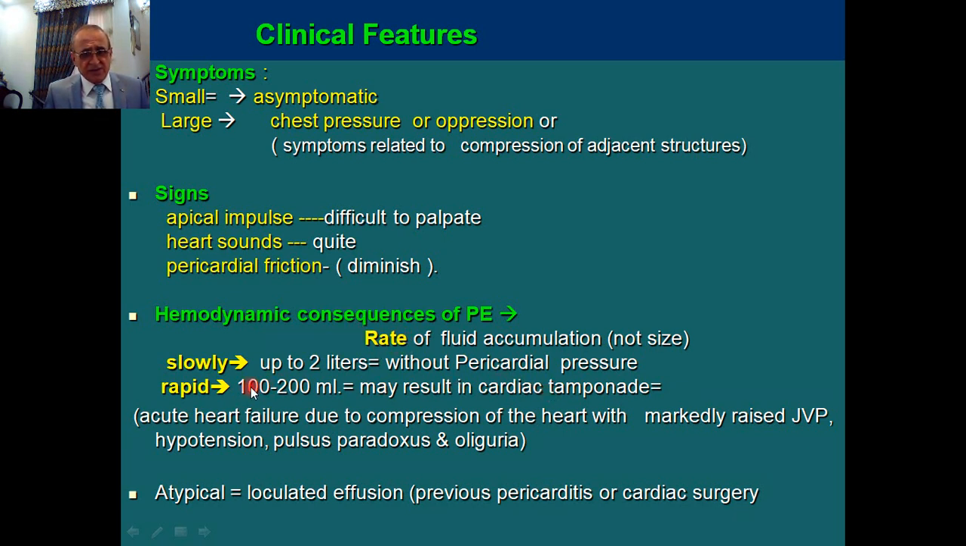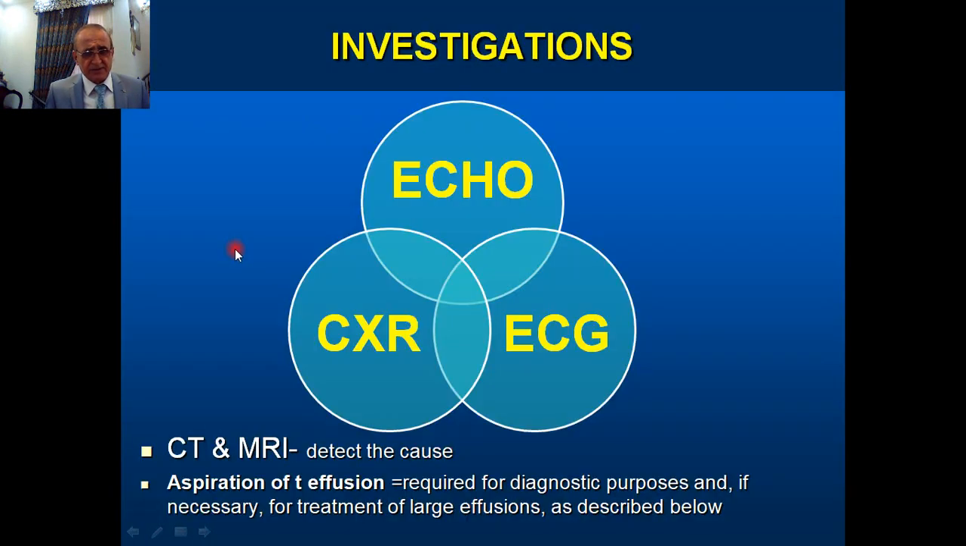At the end, if it is quick or rapid with a large amount, then it will cause severe heart failure, which is called cardiac tamponade. This is compression of the heart with a raised JVP, hypotension, pulsus paradoxus, and oliguria. I'll talk about that in detail. And sometimes it might have an atypical presentation, for example, loculated effusion, if you have had previous surgery in the heart. So the main symptom is chest tightness with an impalpable apical impulse, soft heart sounds, and a diminished pericardial rub if it is present. What investigation?